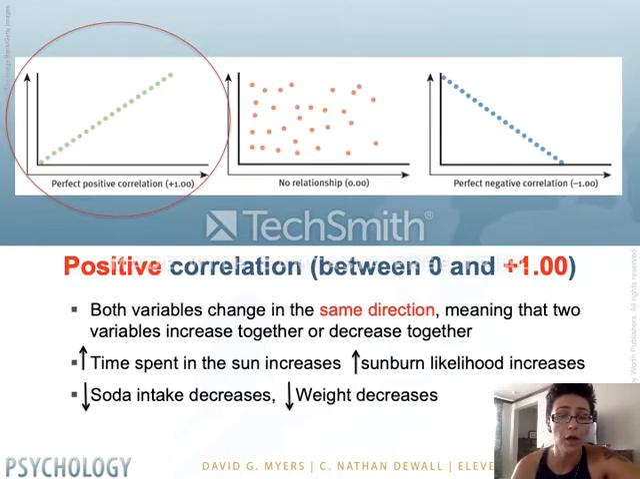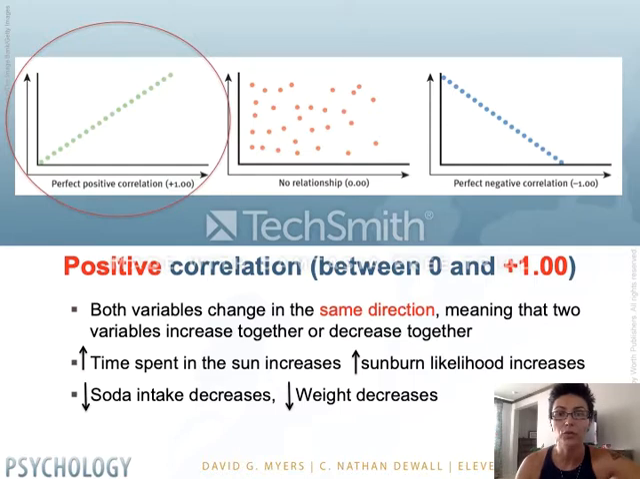So for example, look on the slide, towards the bottom of the slide. As time spent in the sun increases, my chances of getting sunburn also increase. Guess what? Both things are going in the same direction. They're going up. So my correlation is positive. Now, check the other example out though. If I stop drinking soda, so if my soda intake goes down, I might lose some weight. So my weight is going to go down as well.